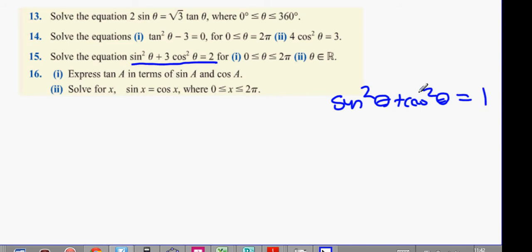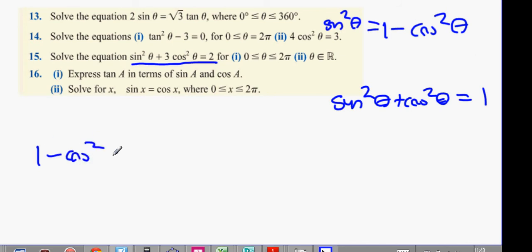And decide which one you want to get rid of. It doesn't matter which one you want to get rid of. You can't go wrong. So for the sake of this, the obvious choice would be the sine squared theta, wouldn't it? And you can replace sine squared theta with 1 minus cos squared theta. Alright? So sine squared theta equals 1 minus cos squared theta. Replace it. 1 minus cos squared theta plus 3 cos squared theta.